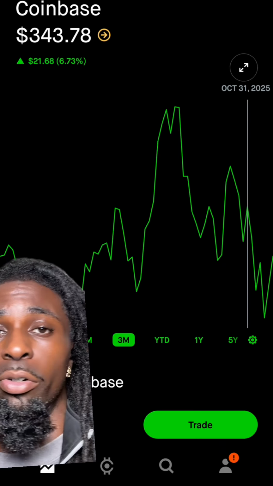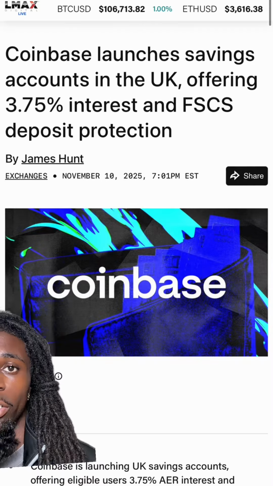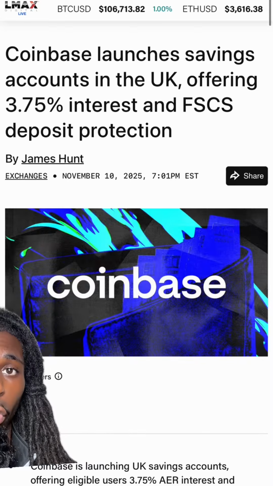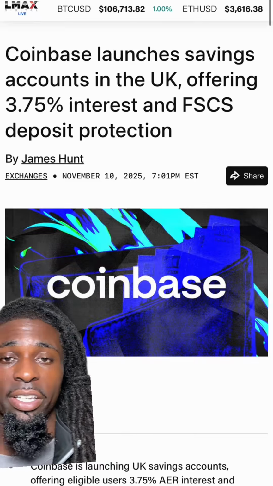But that's if Bitcoin holds up, the market holds up, and if we see upside potential. Also, this is good news for Coinbase. Coinbase launches a savings account in the UK offering a 3.75% interest rate and FSCS deposit protection.